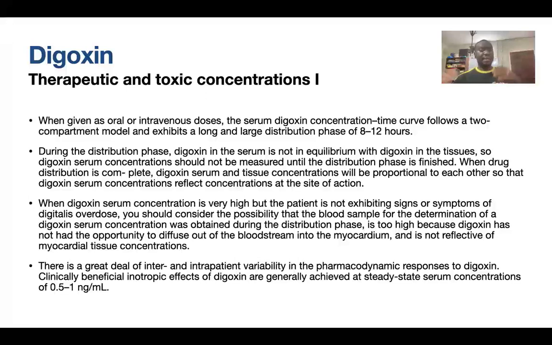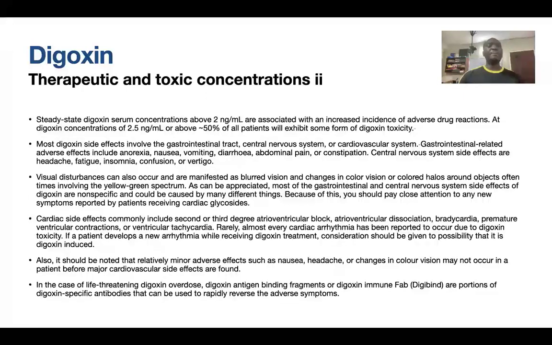There's a great deal of inter- and intrapatient variability in the pharmacodynamic response to digoxin, which is why you need to individualize the dose. Clinically beneficial inotropic effects of digoxin, that is the force of contraction, are generally achieved at steady state serum concentrations between 0.5 to 1 nanograms per ml. In some patients, you may need to go up to about 1.2 nanograms per ml.